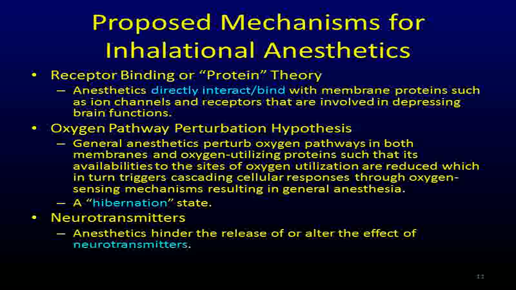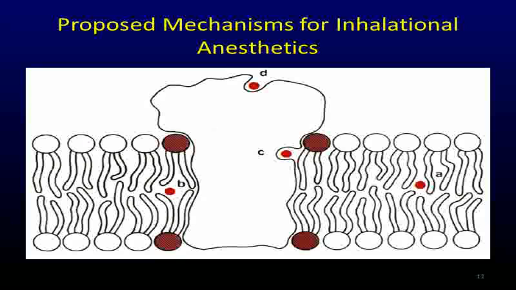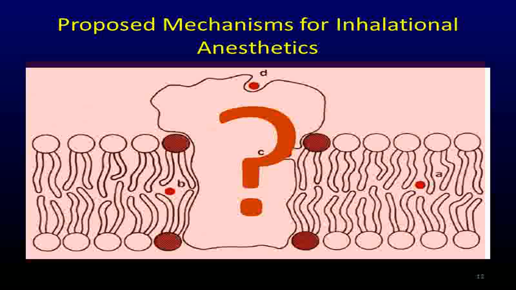And the last one is a general neurotransmitter hypothesis that says that these anesthetics will alter the release of neurotransmitters. But you can see how several of these tie in with each other. If you do one, then yes, the others are going to happen. I just want you to have this broad idea of what these hypotheses are. But in the end, we do not know how these work. Do they work as part of the membrane theory, as part of the receptor binding theory, and so forth?